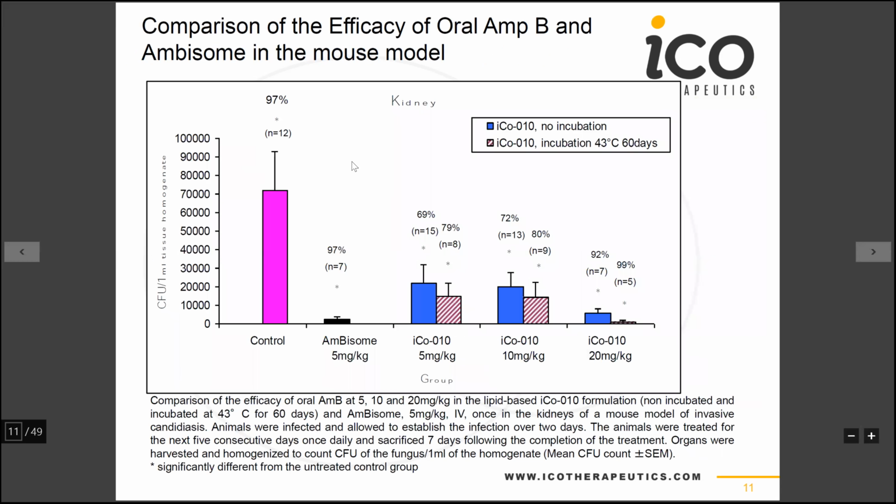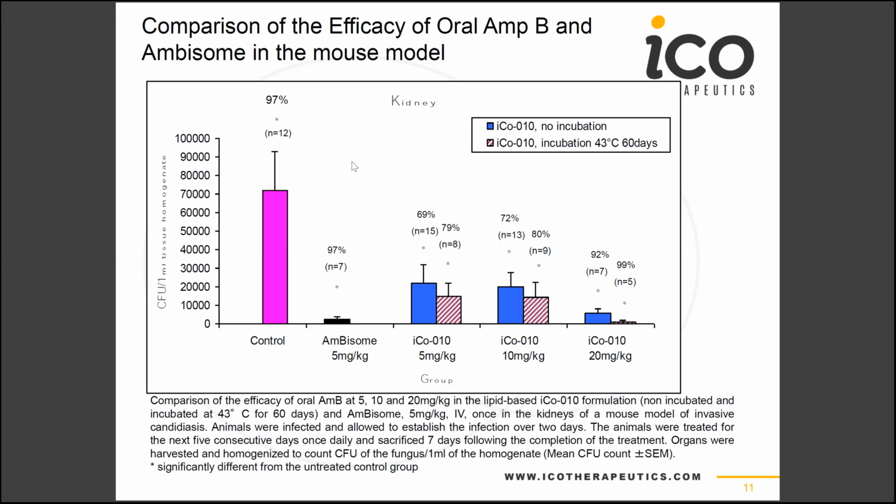The next thing we did, or other studies that we did, was really look at the efficacy of our oral formulation and AmBisome in our animal models of antifungal. But what was also really important is to look at our formulation prior to it being exposed to tropical temperatures and then after it had been exposed to tropical temperatures, and see if we can maintain the efficacy of the formulation.